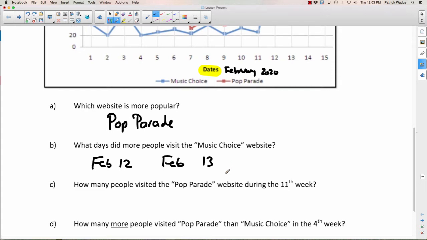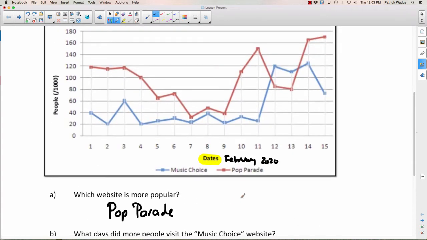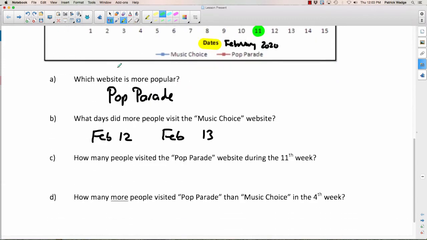Next, how many people visited the Pop Parade website during the 11th week? Okay, 11th week is right here. And we're interested in Pop Parade, which is the red one. So if we go up from the 11th week, this is the one we're interested in right there. It's between those two lines, 140 and 160. So I would say it's right in the middle, which is about 150. So there's our answer, right? Our answer is 150?